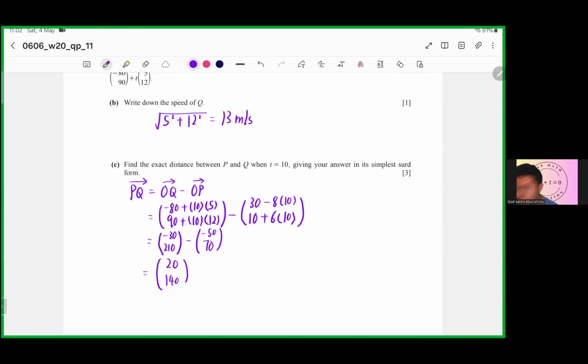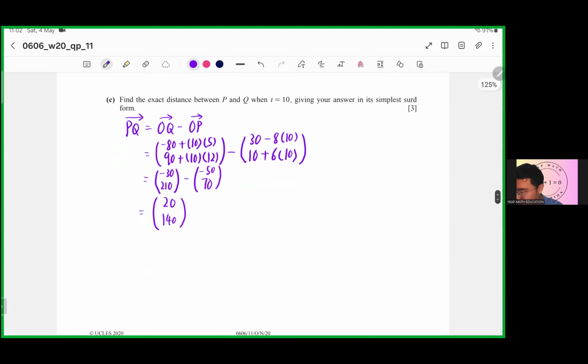Okay, now we see. 114. Okay, so now we need to find the distance, right? So the distance between P and Q. So we can write, okay, square root of 20 squared plus 114 squared. Okay, 20,000. Okay, so how do we need to solve this part?